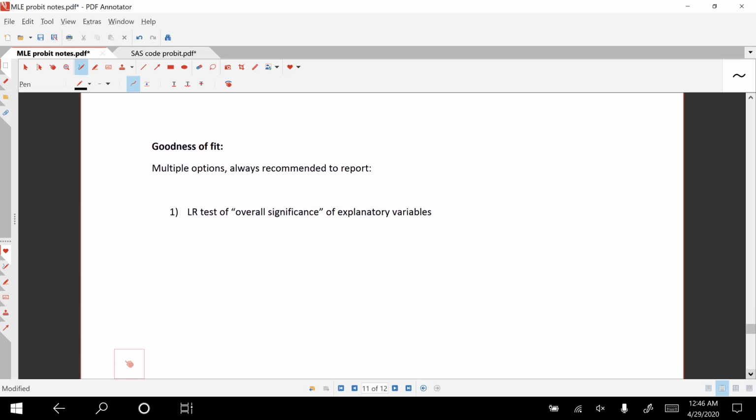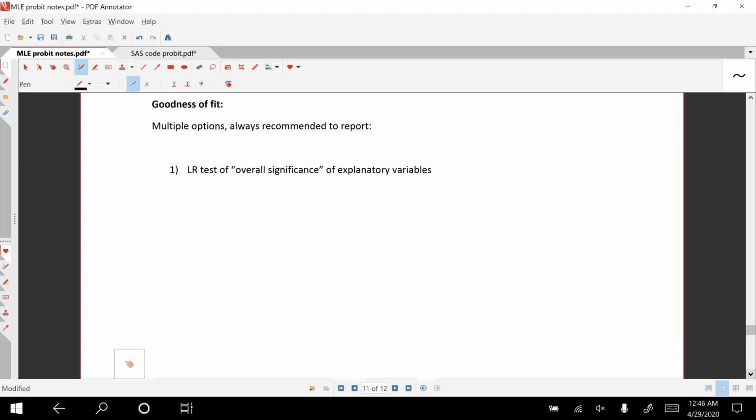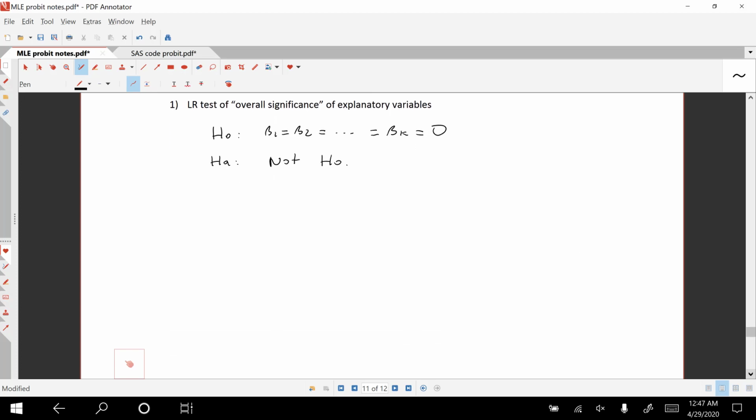So for goodness of fit, there are multiple options, but it's always recommended to report first the likelihood ratio test for the overall significance of the explanatory variables. And then, the null hypothesis is that none of the variables helps you to explain that probability, and the alternative is that at least one of them helps you to predict the probability that y is equal to 1.